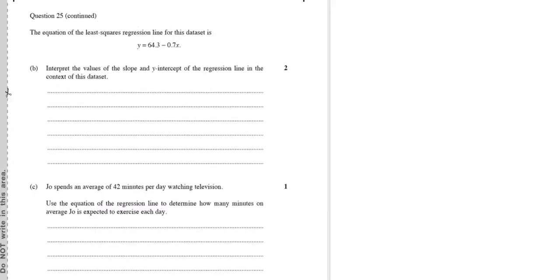Question 25 continued. The equation of the least squares regression line for this data set is y equals 64.3 less 0.7x. Interpret the values of the slope and y-intercept of the regression line in the context of this data set. Pause here to try yourself.